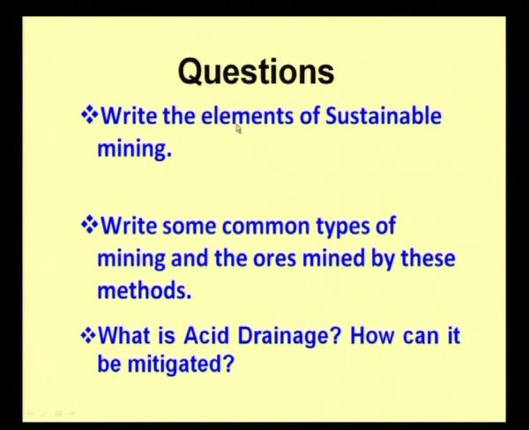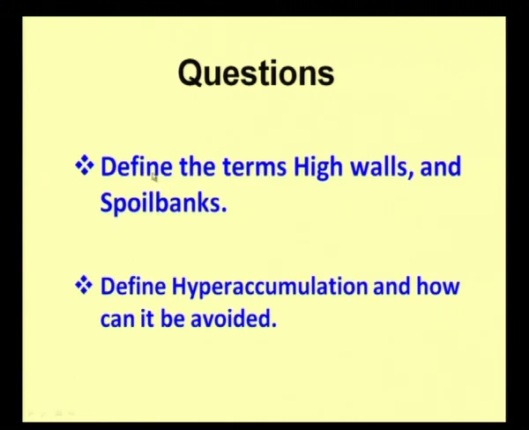Now, let us have some questions. The first question: write the elements of sustainable mining. The second: write some common types of mining and the ores mined by each method. We have discussed so many types of mining, so what are the common types and what are the ores mined by these methods. The third: what is acid drainage and how can it be mitigated. The fourth: define the terms high walls and spoil banks. And the fifth: define hyperaccumulation and how can it be avoided.